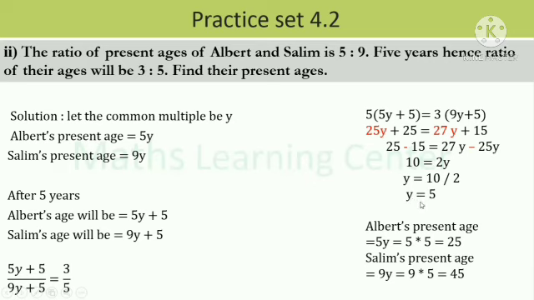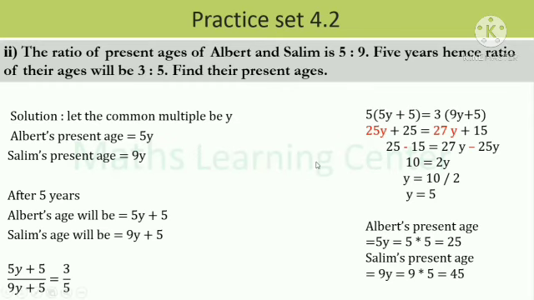Now we got the common multiple, that is 5, and we have to find their present ages, which are 5y and 9y. Therefore Albert's age is 5y, and the value of y is 5. So 5 5s are 25, and similarly 9 5s are 45. So 25 and 45 are the present ages of Albert and Salim.